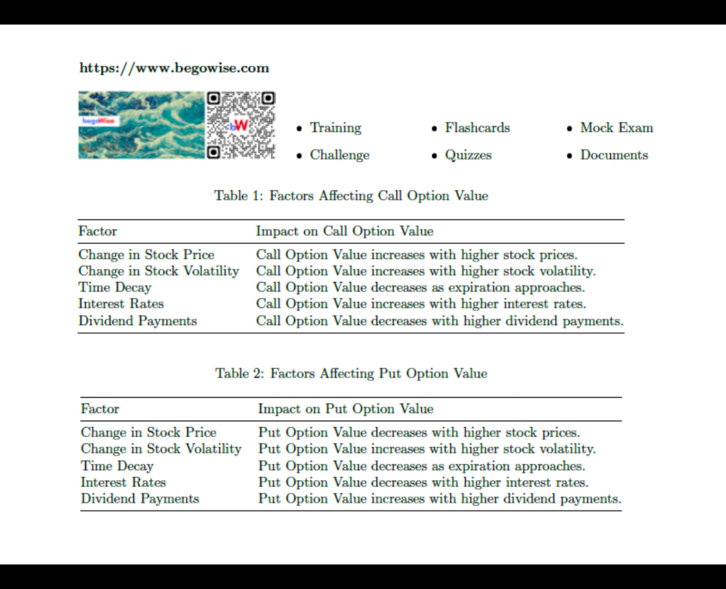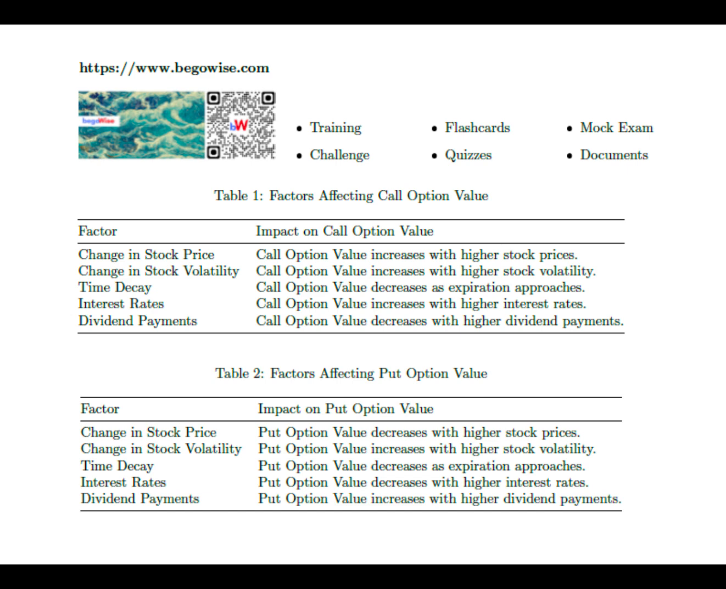3. Time decay. As time passes and the option gets closer to its expiration date, it becomes less valuable. This is because there's less time for the stock price to move above the strike price. So, with each passing day, the call option loses value if the stock price hasn't changed.